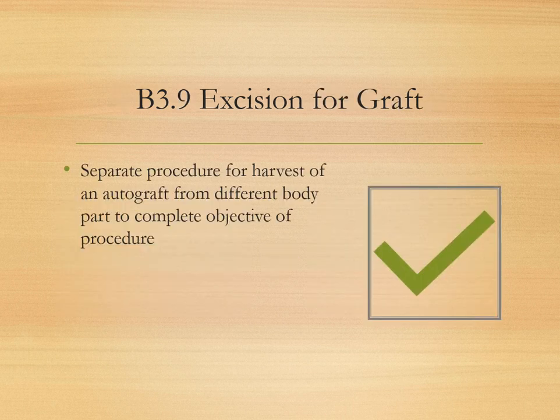All right, next up, excision for graft, which is guideline B3.9. If an autograft is obtained from a different procedure site in order to complete the objective of the procedure, you can code that autograft separately. And just to remember, autograft is self, auto, like driving your automobile.